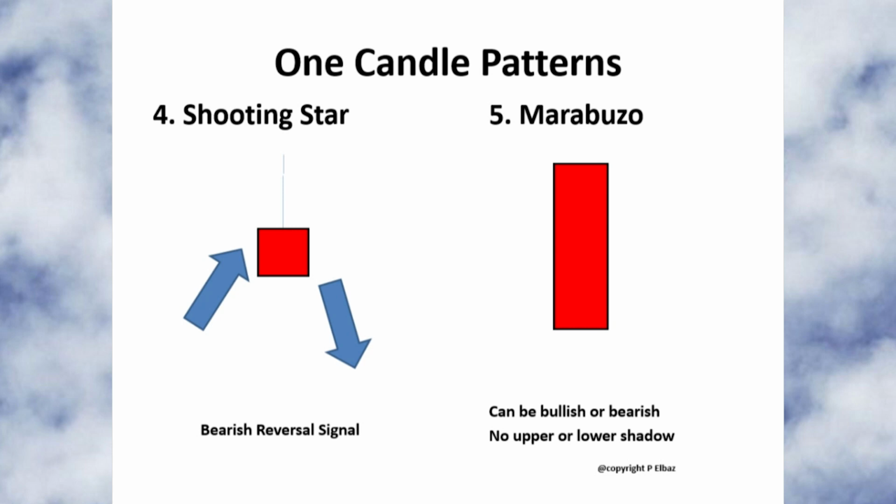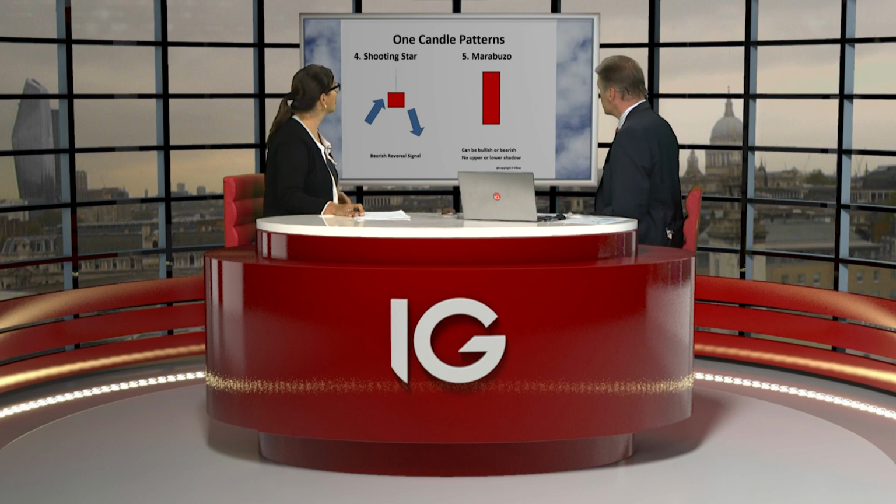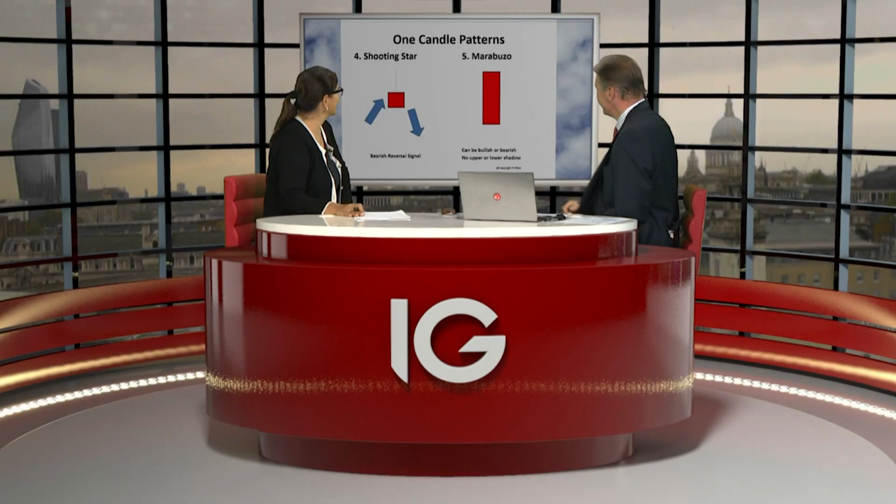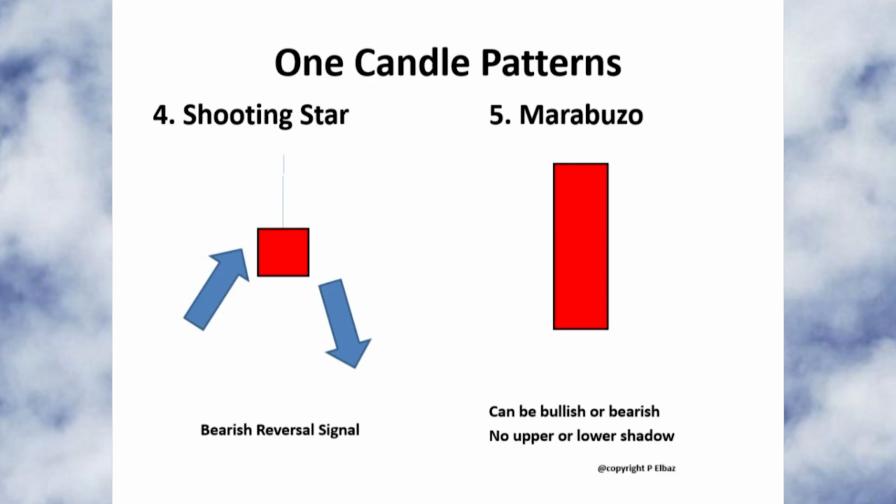Right, and what's a marabouzu? So marabouzu, a lot of the times we mention that. So marabouzu means a shaven head. So this is Japanese? Correct. So it's a shaven head, and what it's saying is that it doesn't have the wick, so it hasn't got the high and the low, upper and lower shadows.